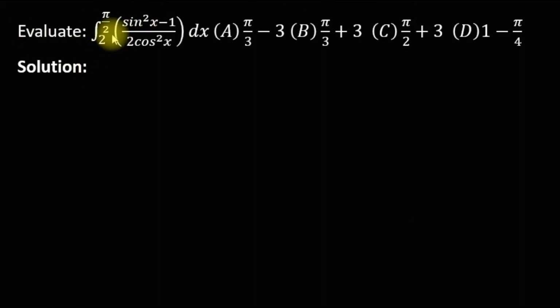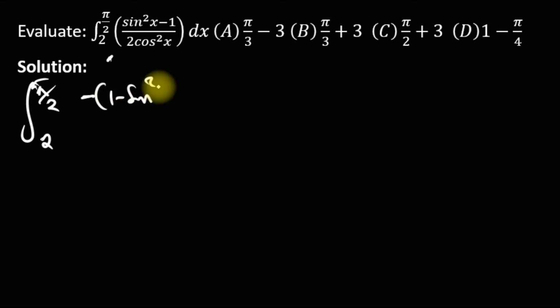Next, evaluate the integral from 2 to pi over 2 of this function. From what I'm seeing, we don't have a quotient rule in integration, so we need to reduce this maybe by using a trigonometric identity. So we can write this as the integral from 2 to pi over 2 of sine squared x minus 1, which could be written as minus (1 minus sine squared x), over 2 cos squared x.